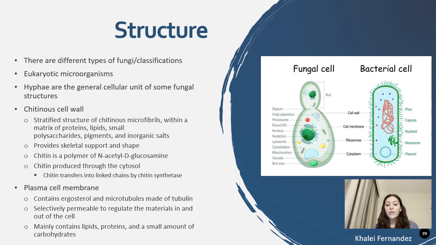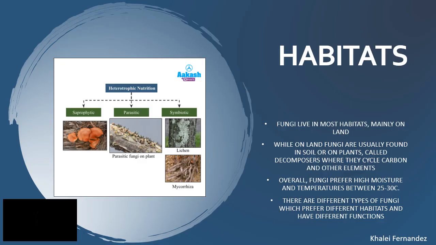And chitin is a polymer of N-acetyl D-glucosamine, and chitin is produced through the cytosol, where the chitin is transferred into linked chains by chitin synthetase. The plasma cell membrane contains ergosterol and microtubules made of tubulin and is selectively permeable to regulate the materials that go in and out of the cell. And the plasma cell membrane mainly contains lipids, proteins, and a small amount of carbohydrates.